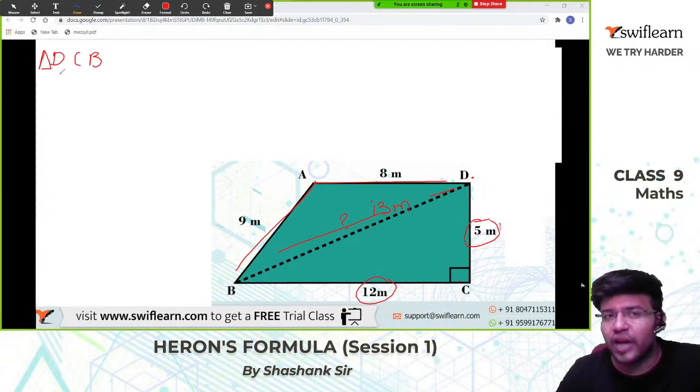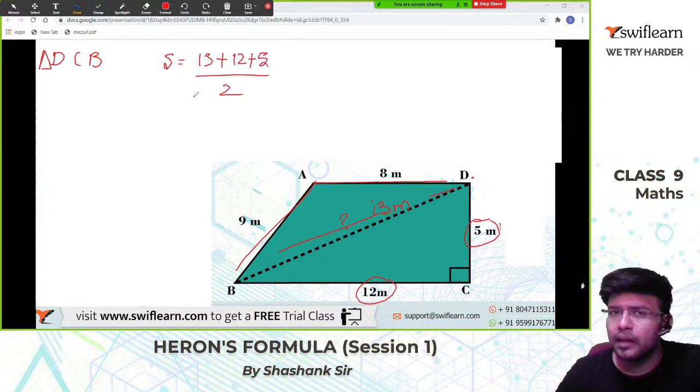For triangle DCB, what is the area of the triangle? Okay, we will use the formula. There, s is going to come. How much is s? Semi perimeter is the sum of all the sides. Add all sides, 13 plus 12 plus 5, and divide it by 2. Yes, 13 plus 12 is 25. 25 plus 5 is 30. 30 by 2 is 15. So s is how much? 15 centimeter. Yes.